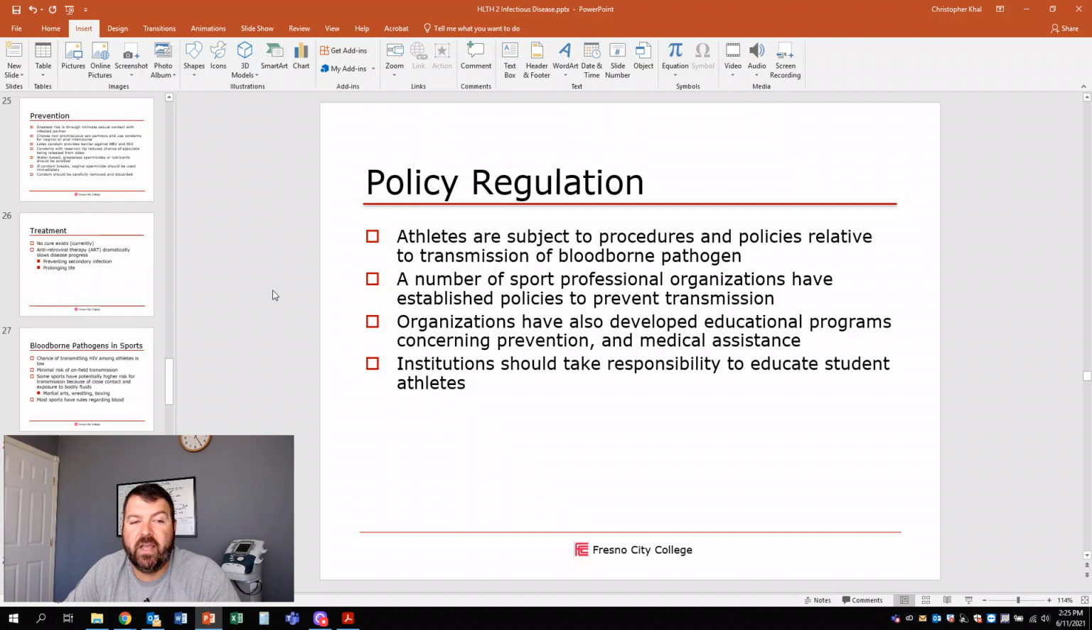Policy regulation. Athletes are subject to procedures and policies related to transmission of bloodborne pathogens. Obviously, I just mentioned those. Organizations also should have developed educational programs concerning prevention and medical assistance. Wrestling is usually the leader in this because they usually have a number of infectious issues. This goes along with the sport. They usually have higher infection rates than others, not just general illness but transmitted diseases, because there's such close contact in usually a warmer environment than most.